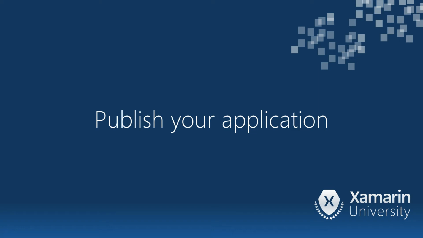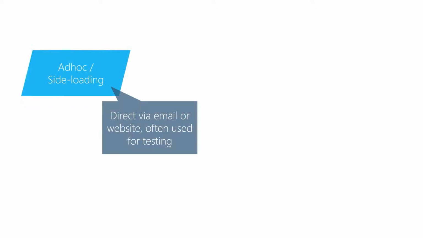Now let's talk about the publishing process itself, and there are three different ways to distribute your applications. First, you can distribute them directly to your customers. This is often called ad hoc distribution or side loading, and Android supports this type of distribution without any restrictions. Apple and Microsoft, however, only allow this distribution style for testing, and they limit the number of devices you can deploy to with this approach.